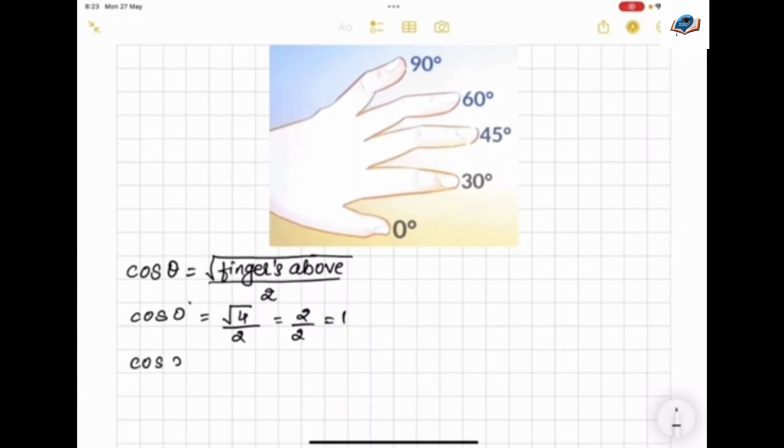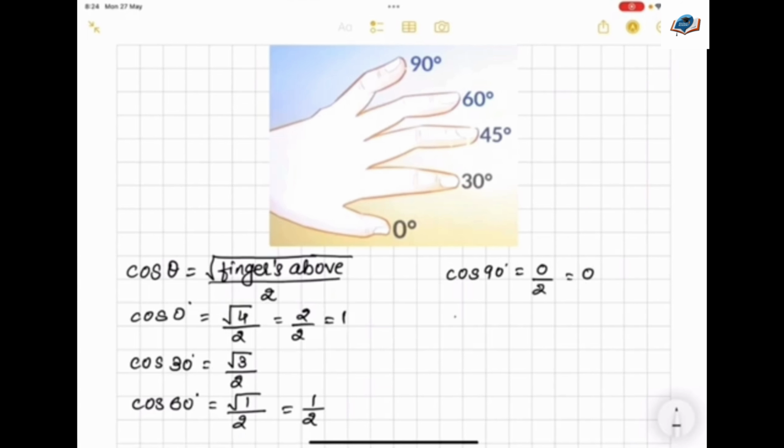Then cos 30 degree will be equal to root 3 by 2. Cos 60 will be root 1 upon 2, so 1 by 2. Cos 90, 0 fingers above, so root 0 upon 2, that is 0. Cos 45, 2 fingers are above, so root 2 upon 2, that will be equal to 1 by root 2.